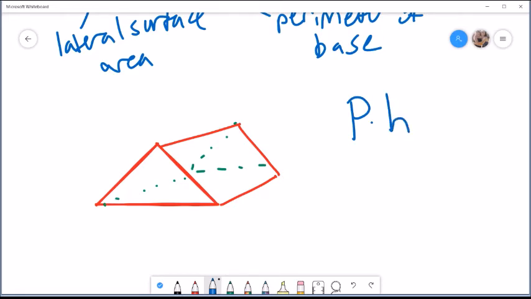So I haven't given this any dimensions yet. Let's give it some dimensions. Let's go with here's 6, here's 7, and here's 8 around the triangle right here. And then we'll make this 10. So the first thing we need to do is find the perimeter of the base. The perimeter means to go all the way around, which means we're going to have to do 6 plus 7 plus 8.